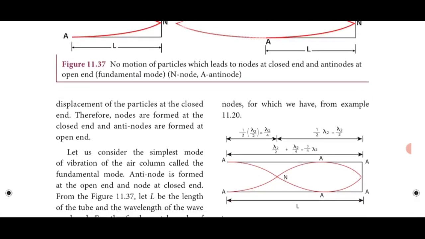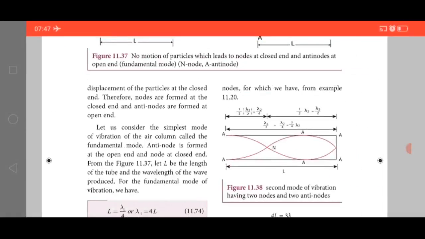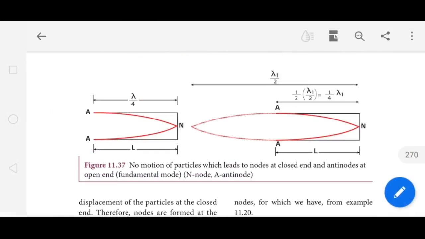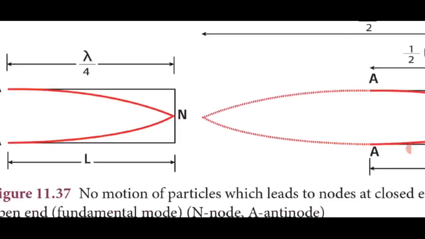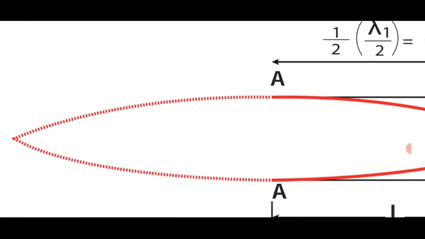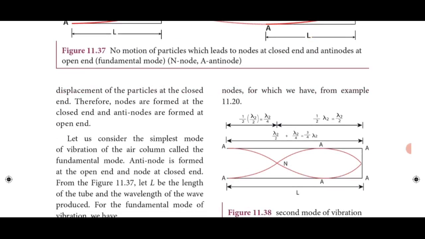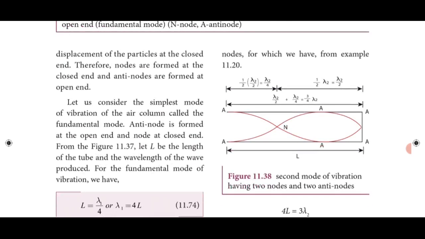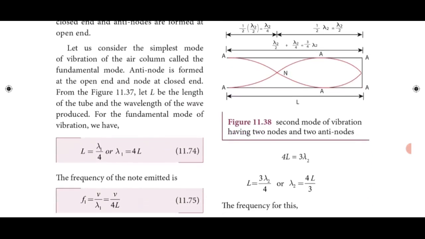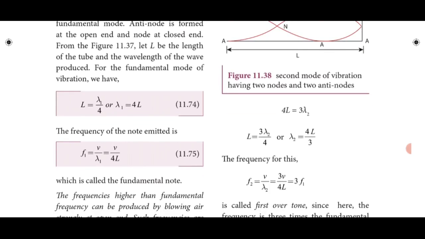Therefore the nodes are formed at the closed end and antinodes are formed at the open end. See here, the nodes are formed at the closed end. This is the closed end. In the open end the antinodes are formed. These are the antinodes. So like that, when you give air to it and it produces a sound, it forms nodes and antinodes. Let us consider the simplest mode of vibration of the air column, called the fundamental mode. The antinode is formed at the open end and nodes are at the closed end.